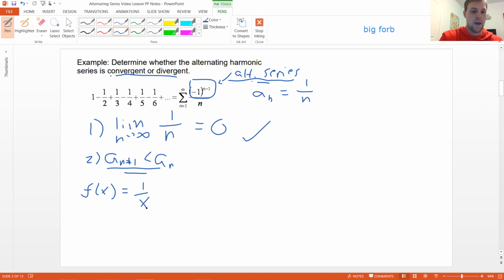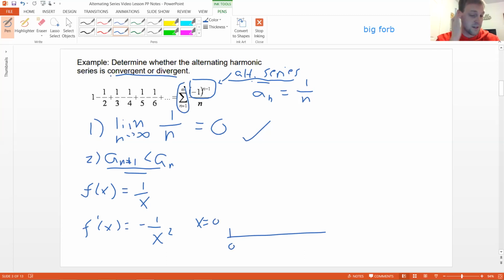So f prime of x, if you take the derivative of that, is just equal to negative 1 over x squared. That's just doing power rule, you've done it a bunch of times. What makes this 0 and undefined is x equals 0, so we'll put that on my number line. If I test, I'm only going to test points to the right of it because it's going from 1 to infinity, so values are always positive. If I plug in 1, 2, 3, 4, it's always going to be negative, meaning that my function is always decreasing. So that's the work you have to show.